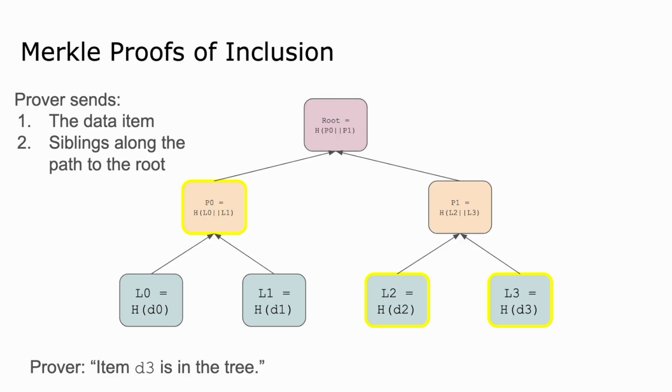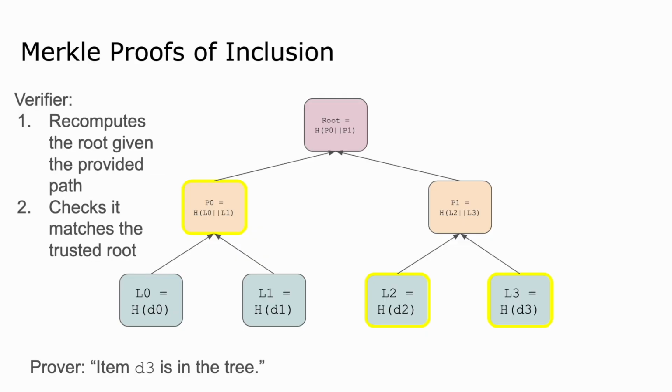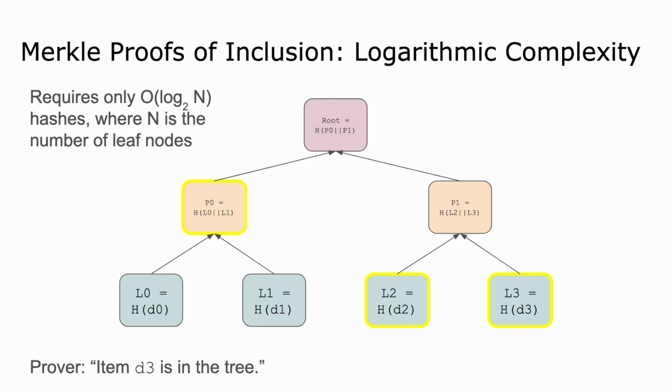With that, the verifier can hash together this Merkle path, or Merkle authentication path. They'll hash L2 and L3 together to get what they think P1 is. They'll hash the provided P0 together with what they thought P1 was to get the root value. Then they'll check that the root matches their trusted root that they have in their data store locally. Provided the hash function is collision resistant, it's computationally infeasible to produce a different piece of data and authentication path that results in the same Merkle root.